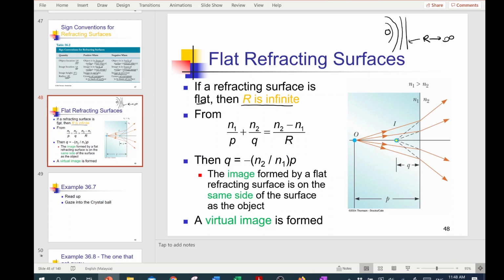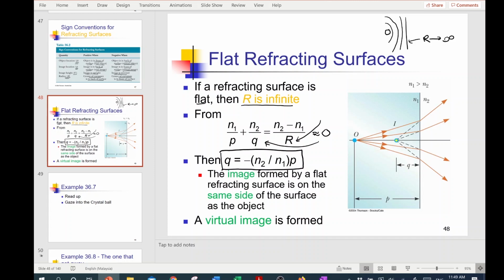So when R is infinite, if we replace R here with an infinite number, anything divided by infinity will become 0. And if we rearrange this equation, we will get this equation: q is equal to minus n2 over n1 multiplied by p.